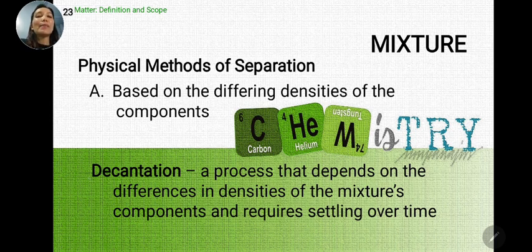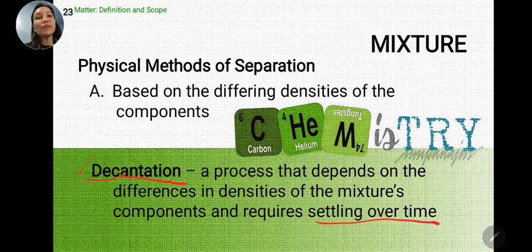So, ang process na ginagamit dyan is called decantation. This is a process that depends on the differences in densities of the mixture's components and requires settling over time. Okay, so isang example ng decantation na araw-araw natin ginagawa sa bahay pero hindi natin nare-realize na nagiging may pagka-chemist pala tayo na nagsa-separate tayo ng mixture physically through decantation is kapag nagsasaing tayo, kung nagsasaing man kayo.